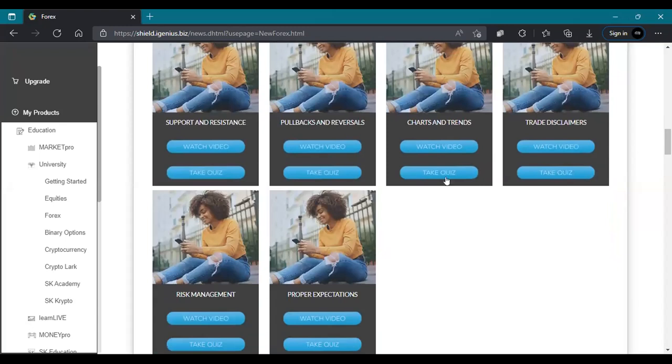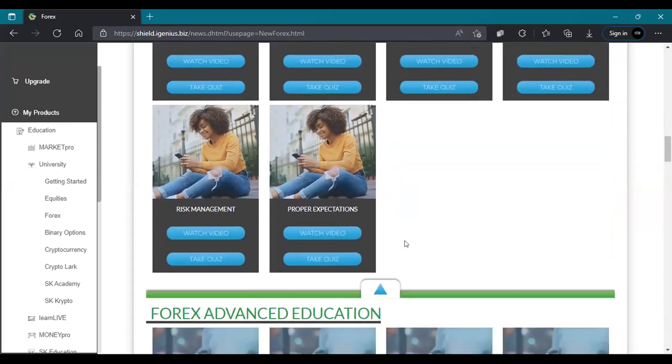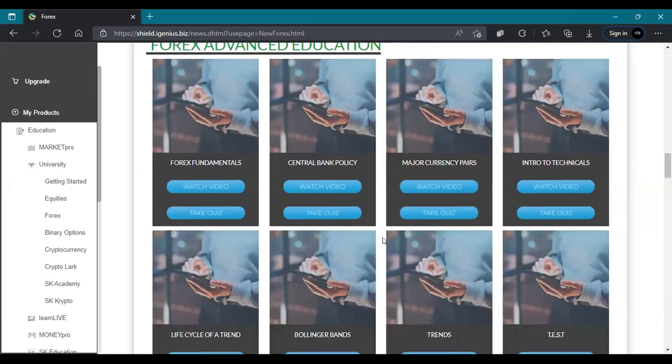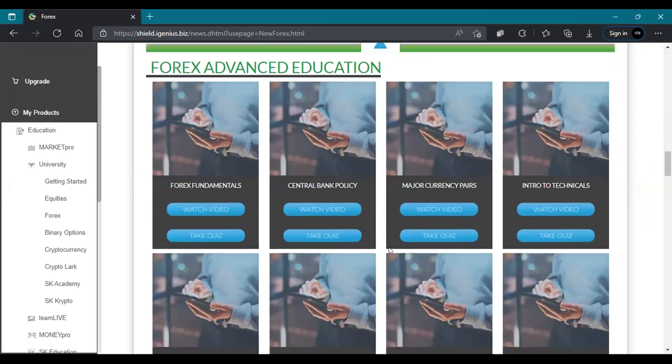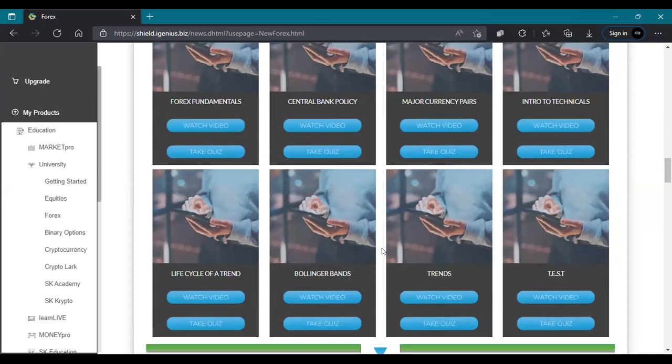So these are all in the basic Forex education. Once you're done with this, you have the advanced Forex education. So you also want to come here. Once you're done with the basic, start watching the advanced.